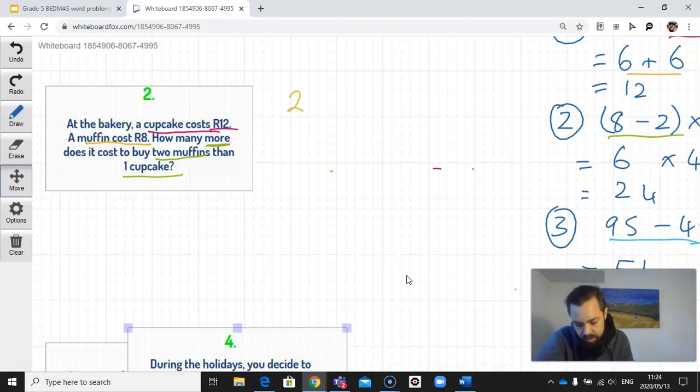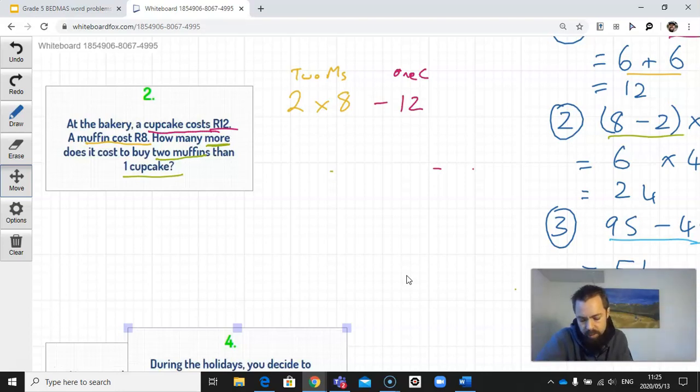So we're looking at 2 muffins. So 2 muffins was 2 times 8, because the muffin was 8 Rand. And a cupcake was 12 Rand. All right, so there we go. We've got 2 times 8, which is 2 muffins. So I'm going to write there 2 muffins, and 1 cupcake. All right, so that's what we're working out.